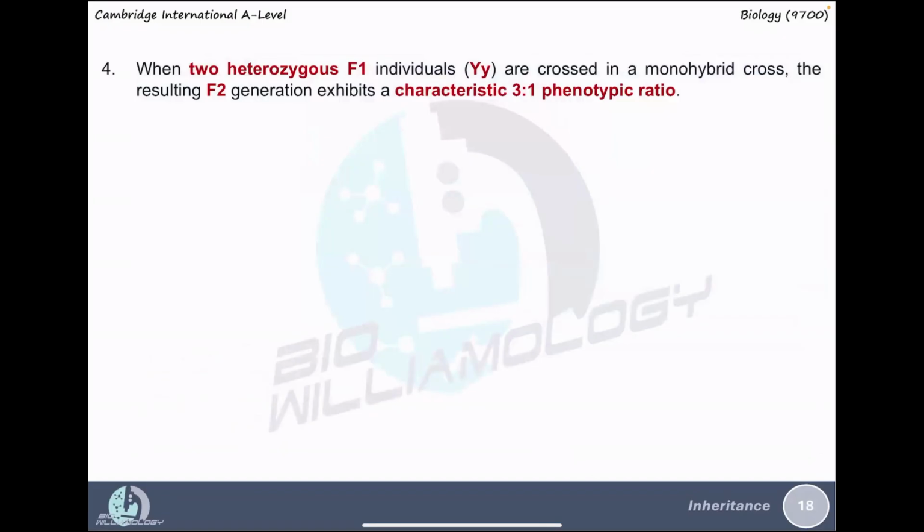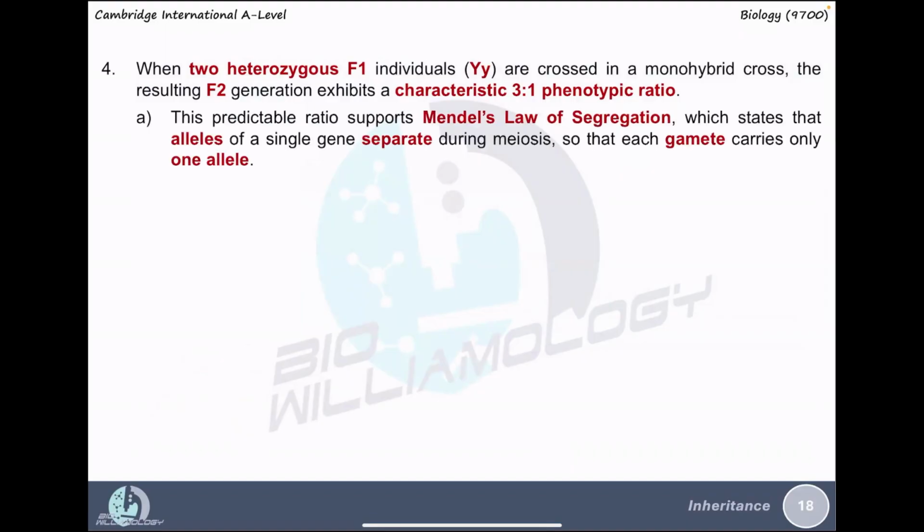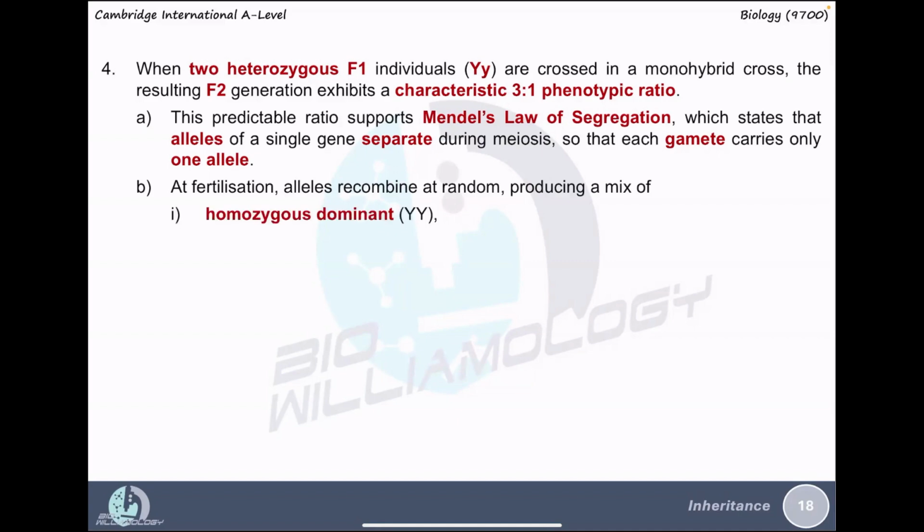So when two heterozygous F1 individuals are crossed in the monohybrid cross, the resulting F2 generation exhibits a characteristic 3:1 phenotypic ratio. This predictable ratio supports Mendel's law of segregation, which states that alleles of a single gene separate during meiosis so that each gamete carries only one allele, and they combine when fertilization takes place. At fertilization, alleles recombine at random, producing a mixture of homozygous dominant, heterozygous, as well as homozygous recessive genotypes.